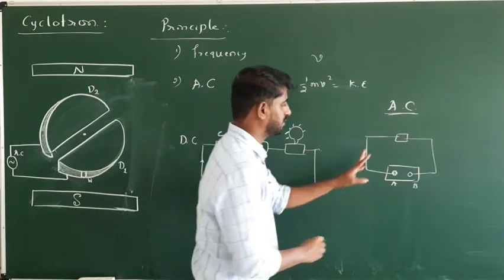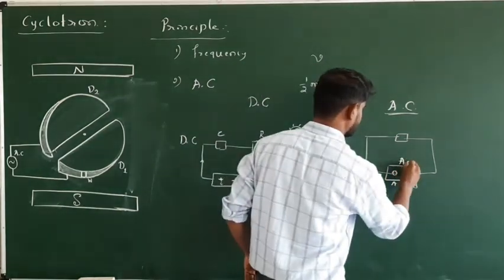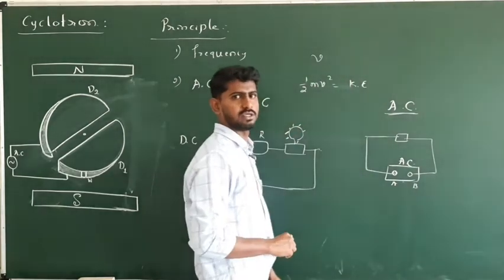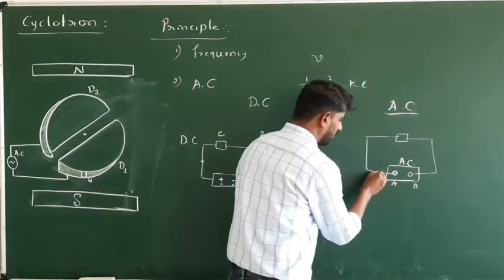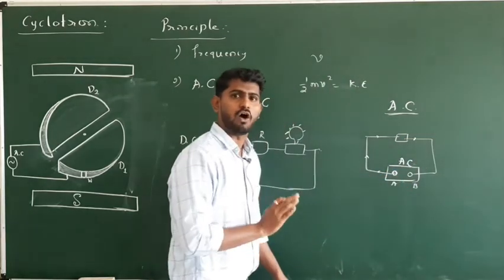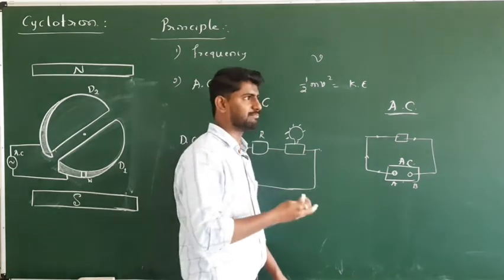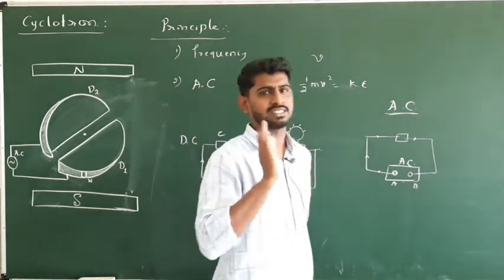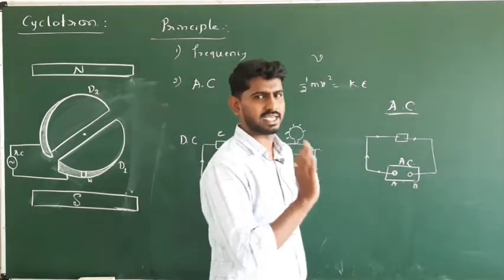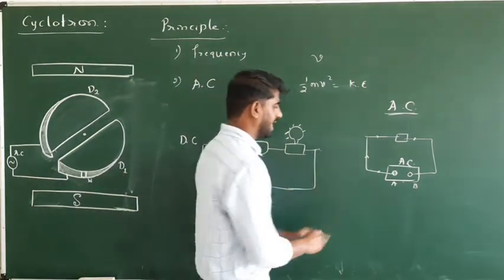Now if you switch on the AC source, what happens? The current starts to flow in this direction for a very short interval of time. For your convenience, I say 1 second. Actually, this interval will be in milliseconds or microseconds. Okay, assume 1 second has passed.